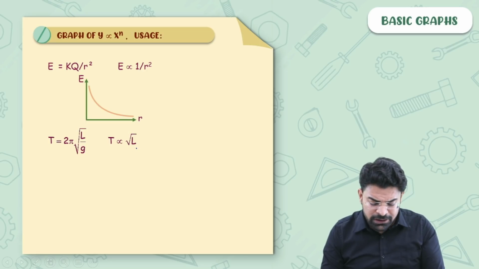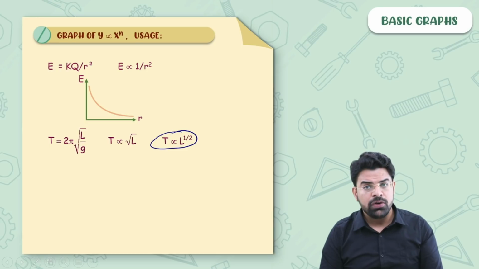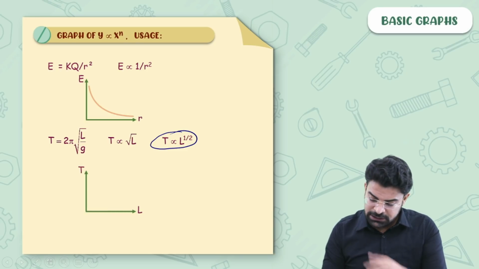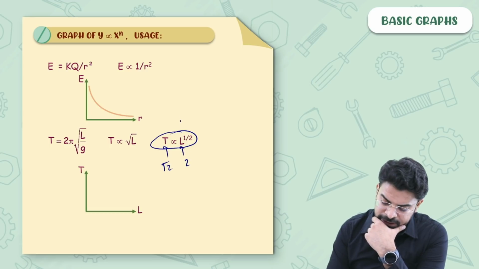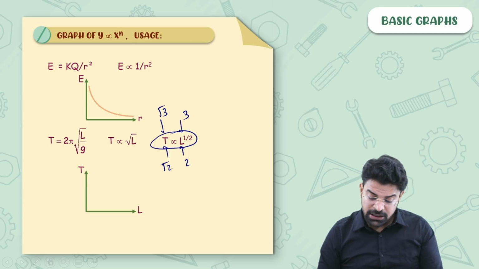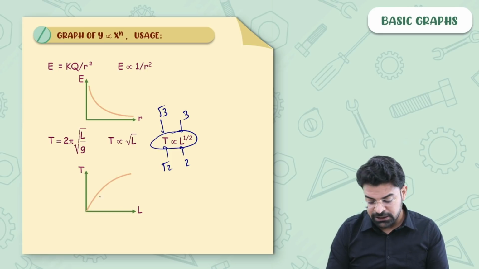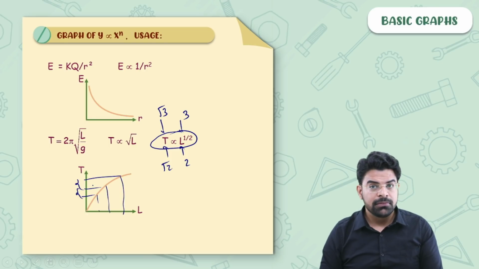So how will the graph of time period versus L look like? We know that time period is proportional to L raised to the power of half. If we think of the graph, who grows faster? When length becomes double, time period becomes root 2 times. Length becomes triple, time period becomes root 3 times. So definitely the length grows faster than the time period. If the length grows faster than the time period, then the graph has to be something like this. Here the length is growing at a faster rate compared to the time period. Let's see more usage.